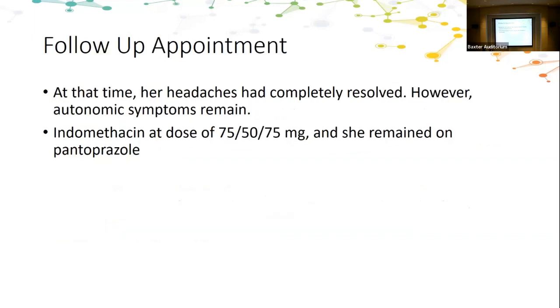So initially she no-showed for a follow-up appointment, but did eventually come back. And at that time, her headaches and head pain had completely resolved. However, she still had some autonomic dysregulation. She ended up being at that time at a dose of 75 milligrams, 50 and 75, and then she remained on the pantoprazole. Her headaches had completely resolved, especially the superimposed headaches. She did have a little bit of pain here and there, but it was a significant difference for her than what she came in with.